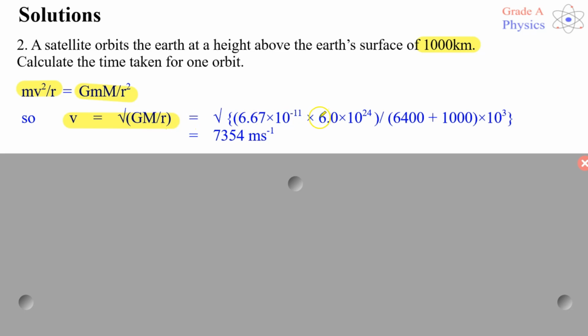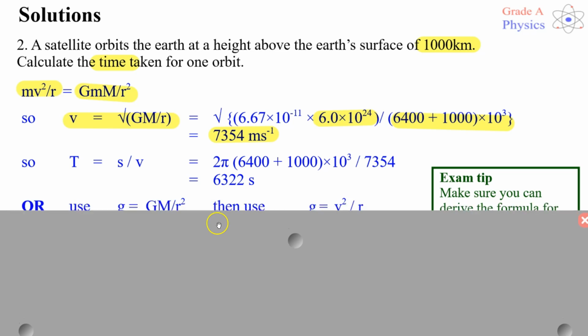So once we've got that, well, we're given the mass of planet Earth. As always, we need to add on the height in meters to the radius in meters, and again we get this really big value, 7,354 meters per second. Sounds about right, but that isn't the final answer because it wants the time.